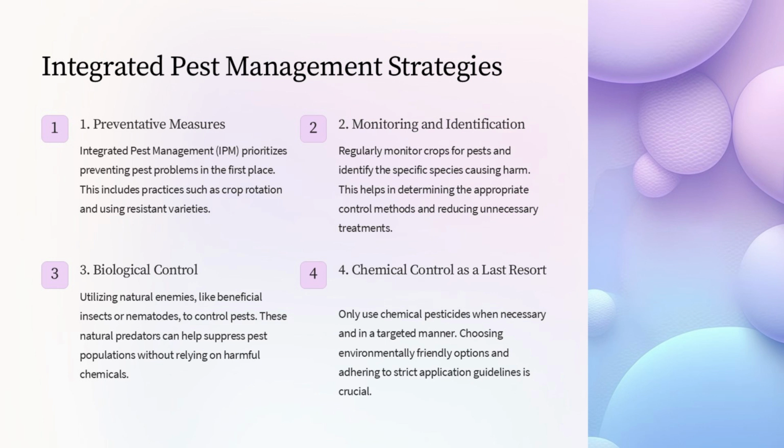Utilizing natural enemies like beneficial insects to biologically control pests, without relying on pesticides. Only using chemical pesticides as a last resort, and doing so in a targeted, environmentally friendly way. The goal of IPM is to manage pests effectively while minimizing risks to human health and the environment.